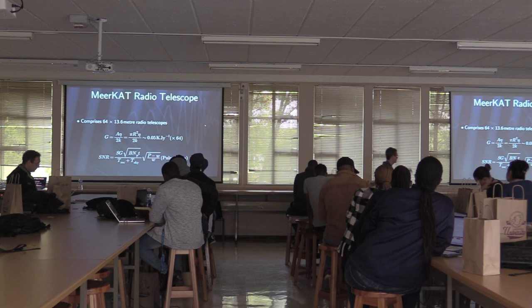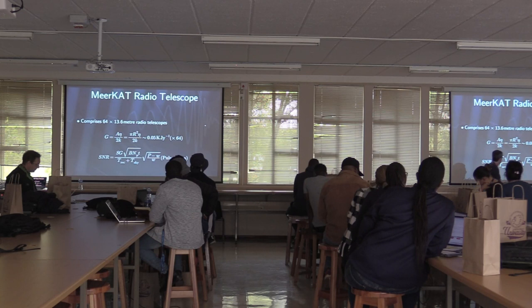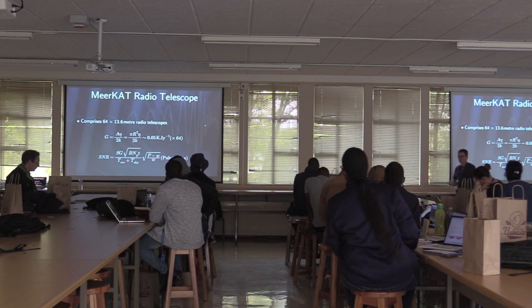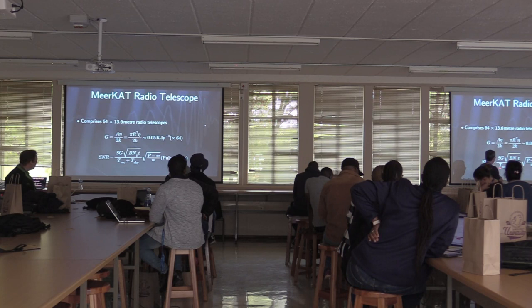NP is the number of orthogonal polarizations, that's 2, because you've got 2 feeds. T is integration time, so the more observing time you have, the more science you can do. And then you divide that by the receiver temperature and then the sky temperature.